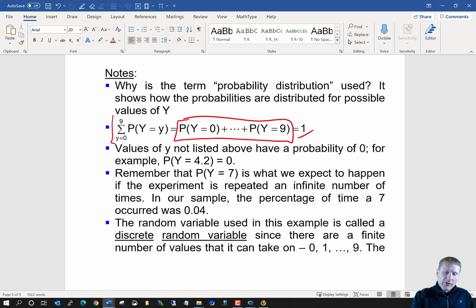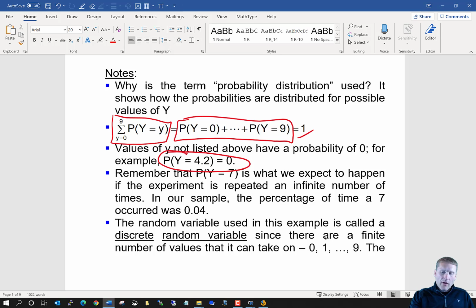Another way we could represent this is the sum from y equals 0 to 9, of the probability that the random variable y is equal to a particular value of y is equal to 1. Of course, I don't have a way to get a number like 4.2 on my draws. Don't have a way to get a number like 1.7 on my draw. So for all those other cases that are not listed, those corresponding probabilities are equal to 0.